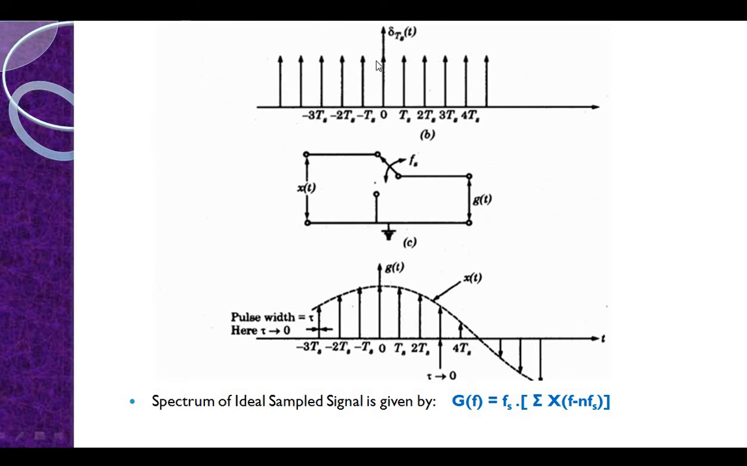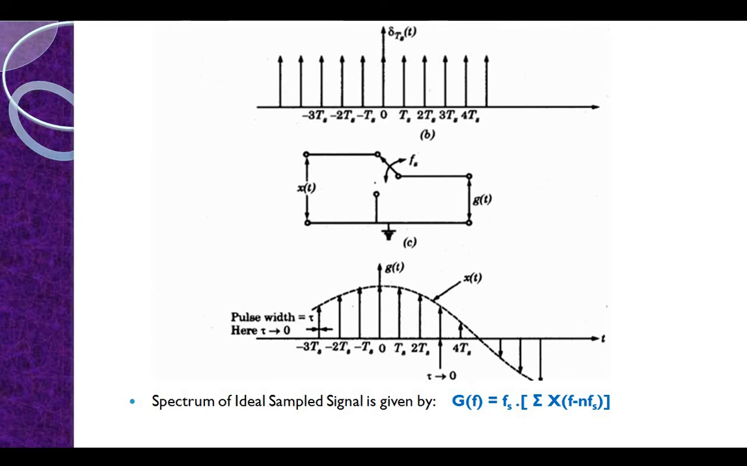See, this is your carrier signal, a train of impulse signals, that is multiplied with your message signal, and this is how your sampled signal is obtained. And this is the formula for the Fourier frequency spectrum of your ideal sampled signal: G of f equals fs into sigma, n equals minus infinity to infinity, of X of f minus n fs. Here f is your frequency, and fs is your sampling rate.